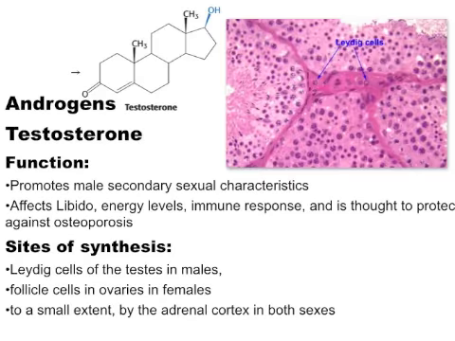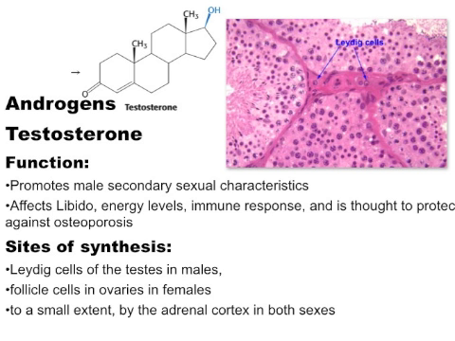Now, androgens include testosterone. The function of this hormone is to promote male secondary sexual characteristics and to affect the libido, energy levels, immune response, and as a protection against osteoporosis. The site of synthesis of testosterone are Leydig cells of the testes in males and follicle cells in the ovaries of females. Testosterone is also produced by the adrenal cortex in both sexes.